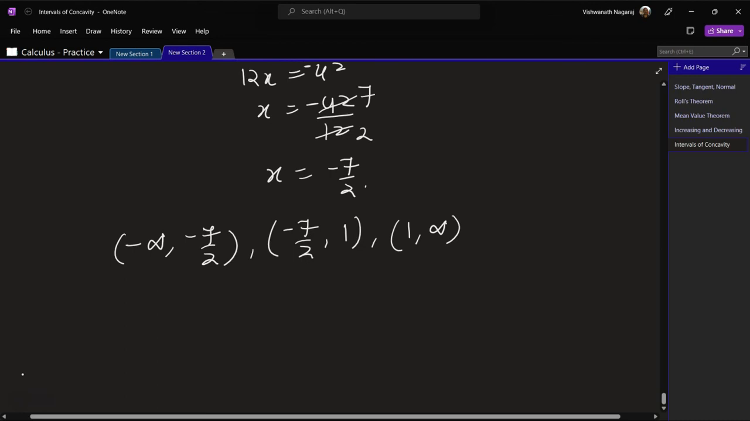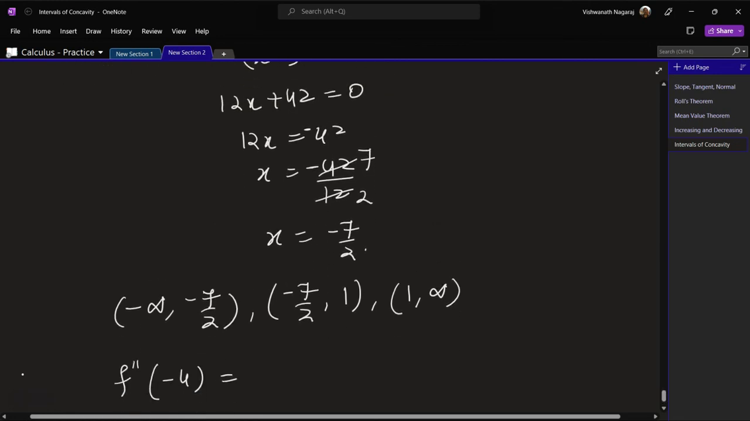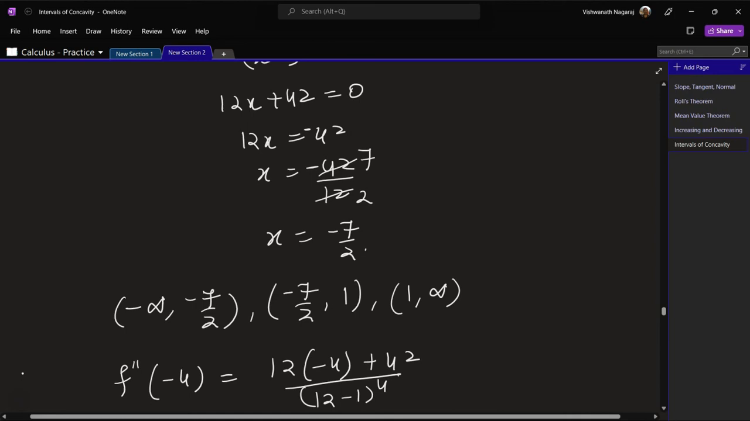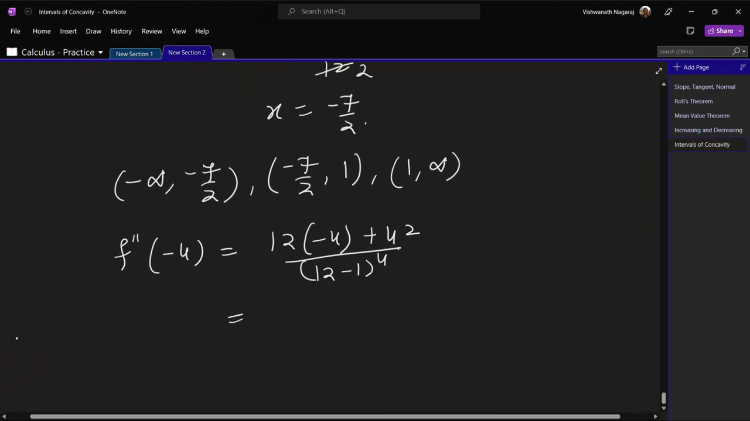And now let's pick some values. f double prime of (-7 by 2 is -3.5), so let's take it as -4, which gives us 12x + 42, so 12 times -4 plus 42, by (-4 - 1) to the power of 4. So the denominator will always be a positive number because of the even power, so we can ignore this denominator totally. Now 12 times 4 is 48, so this is going to be negative.